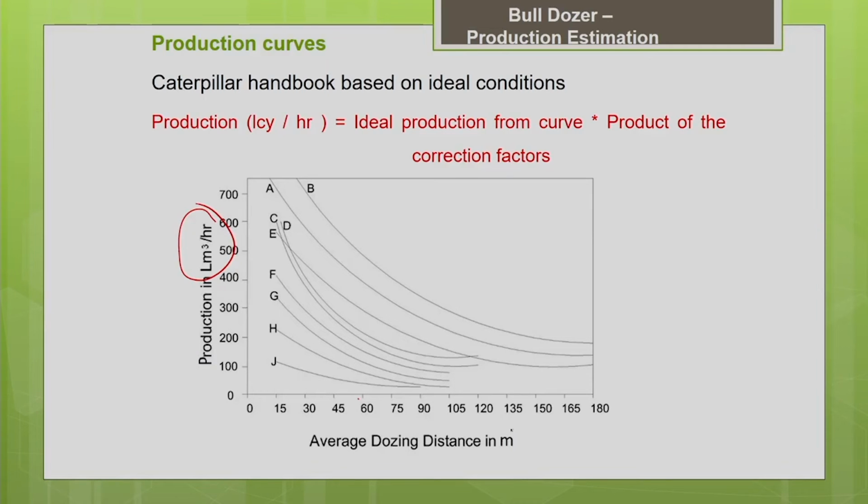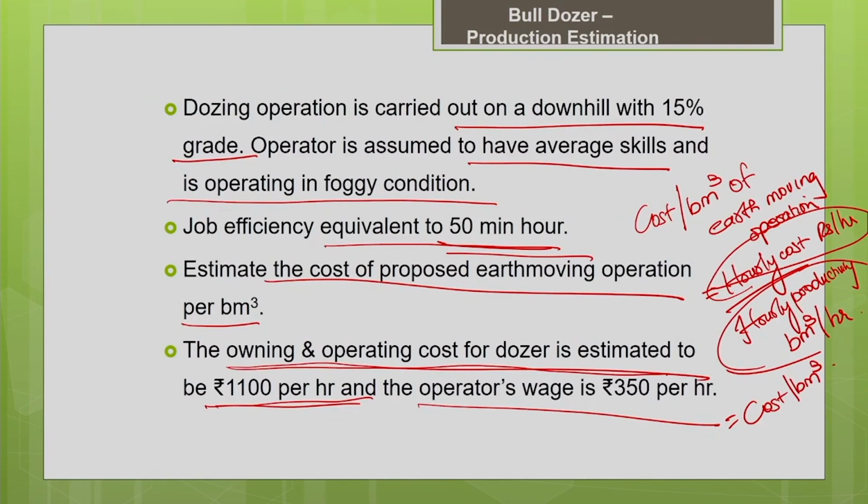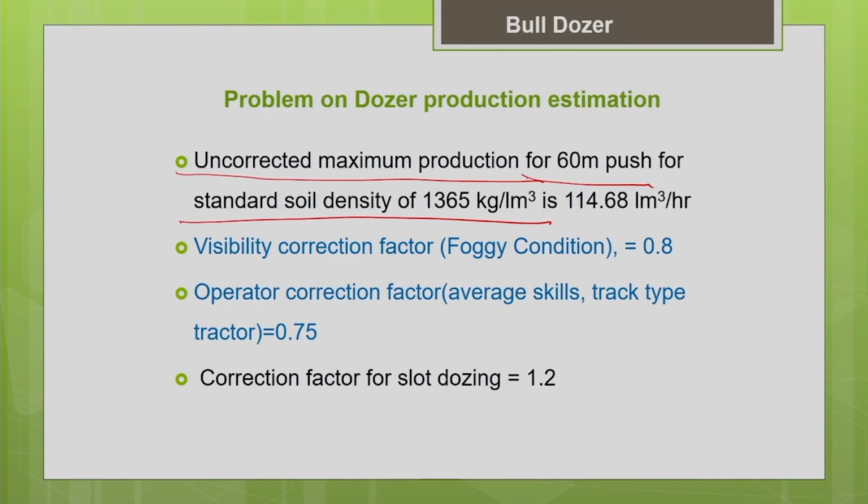So, this uncorrected value according to your project conditions, you need to correct it. Okay. So, first I am going to choose this value from the curve supplied by the manufacturer. Okay. So, that value is found to be 114.68 loose meter cube per hour. This value I am going to adjust according to my project conditions.